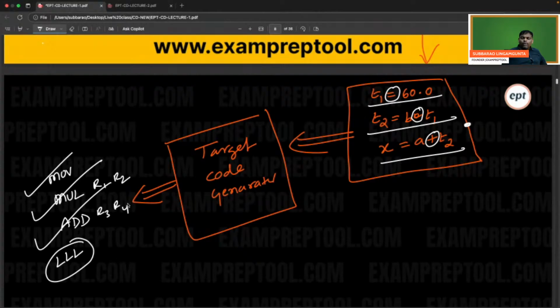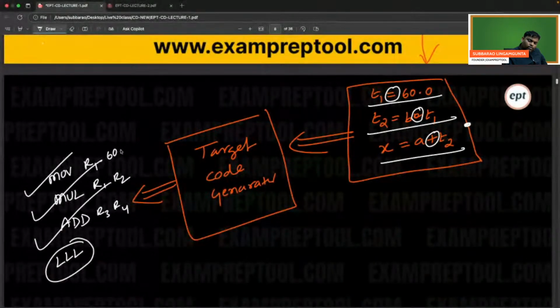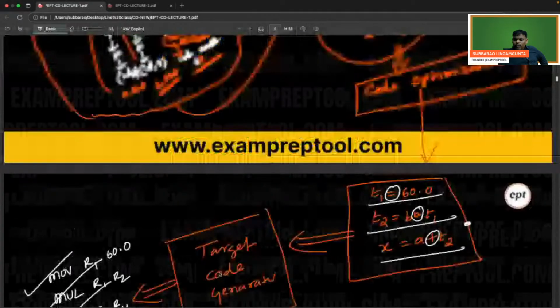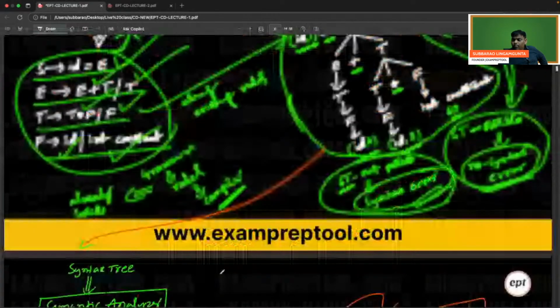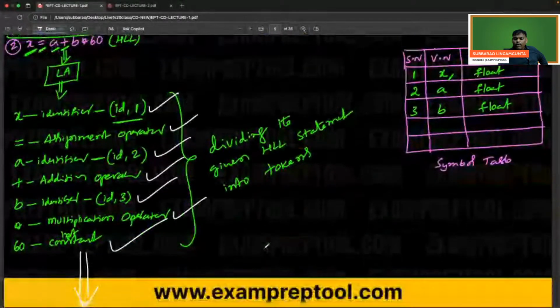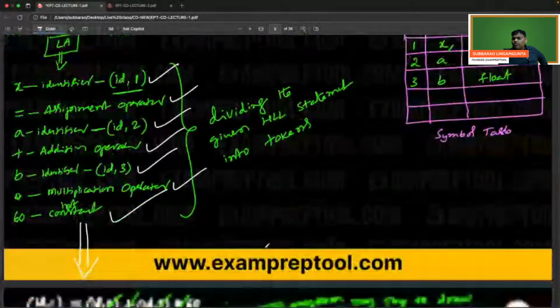You no need to bother that much. So maybe move R1, 60.0. Some roughly I written. This is going to be target code generation. So all the things one time I said to you, roughly. If I go a little more deeper, you may not get it. But anyhow, chapter wise there.